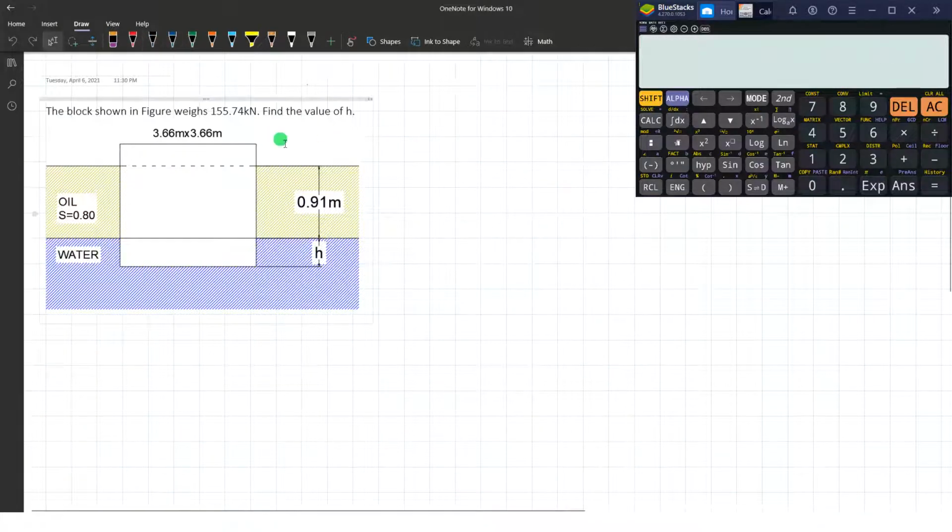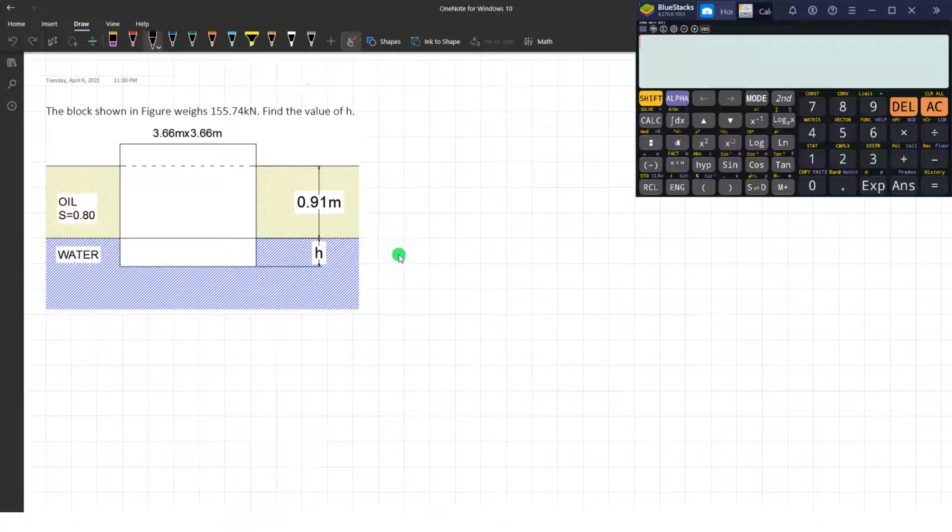The block shown in the figure weighing 155.74 kilonewtons. Find the value of each. So here we have a block that is floating on two layers of liquid. We have oil and water. The oil has a depth of 0.91 meters, and we are required to determine the depth to which that block is submerged in the water. So this is unknown here.